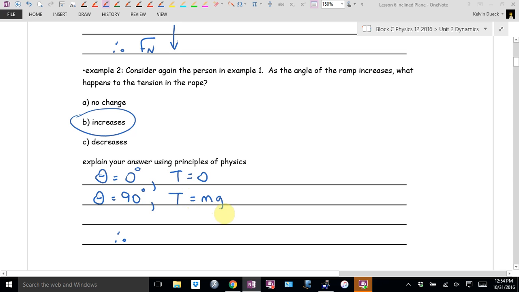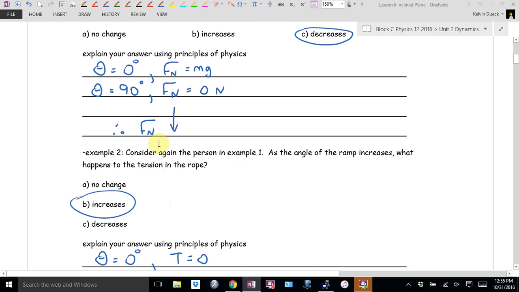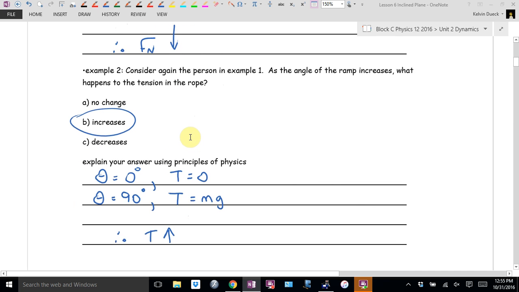So if you're going smoothly from 0 to maximum, then tension must be increasing. Why is tension increasing? Because gravity's component is increasing. Why is normal force decreasing? Because another component of gravity is decreasing. And this is going to lead us to today's lesson.